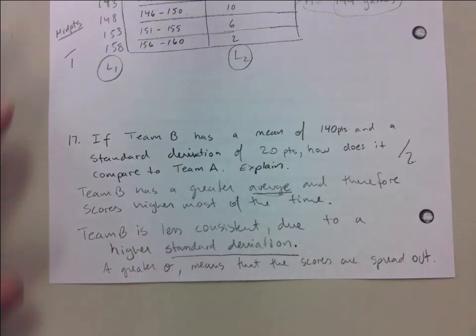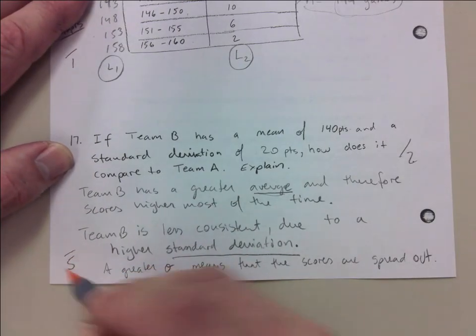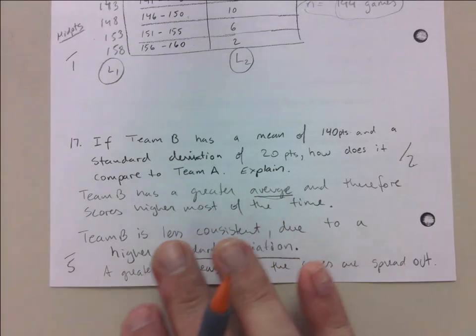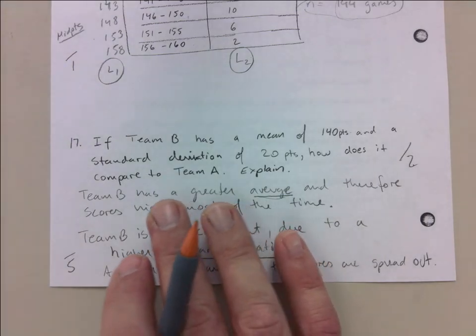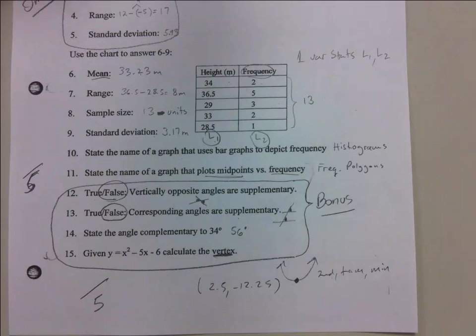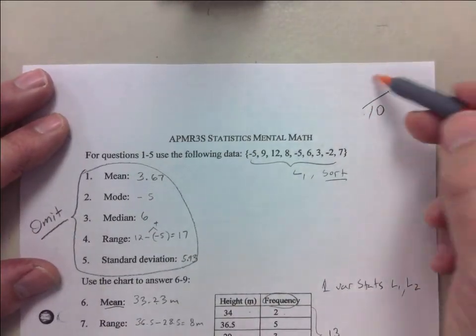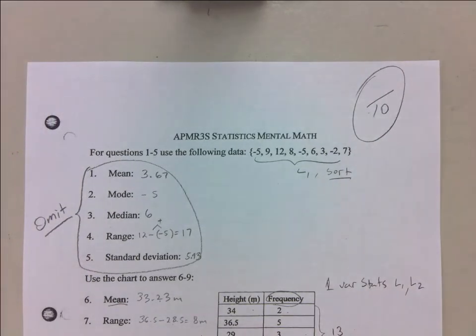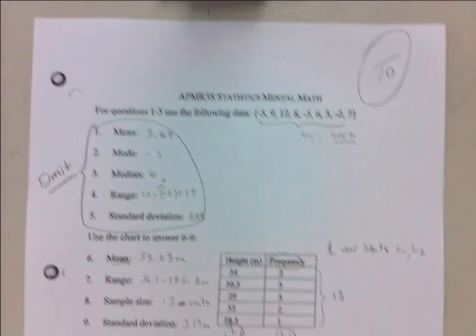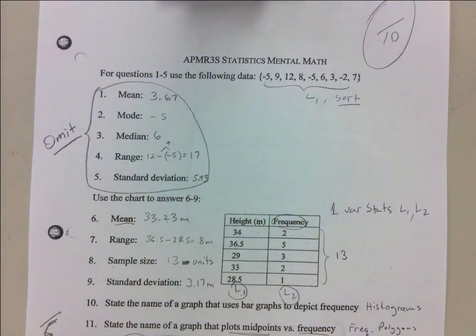So 5 marks for this back page, 5 for the front page, which makes this a total out of 10. Obviously, you could have scored 15 out of 10. How so? If you got the sample size right, that's a 1 bonus, and then if you got those 4 questions that were designated bonus, then you get another 4. Okay?